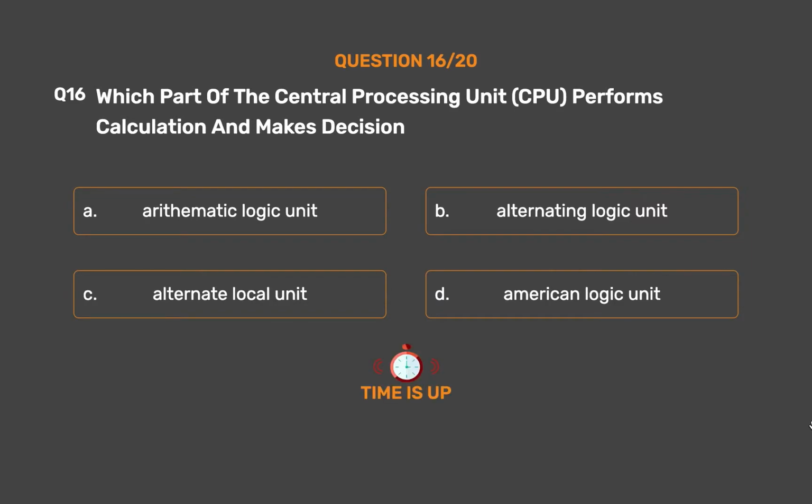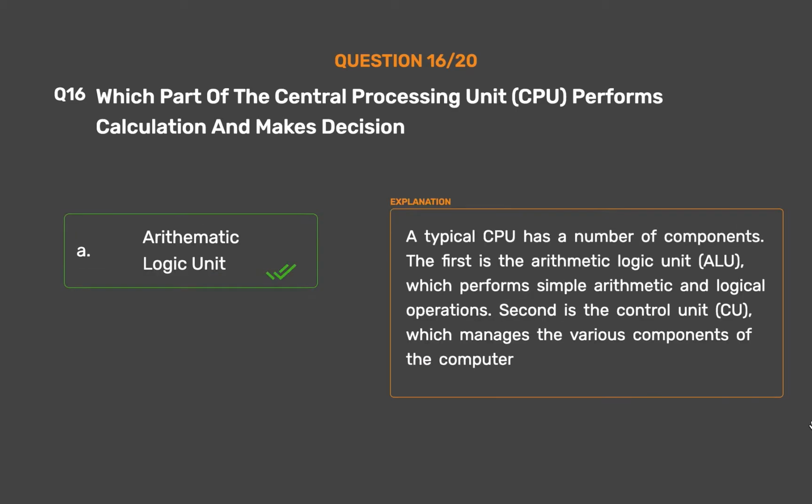The correct answer is Option A. Arithmetic Logic Unit. A typical CPU has a number of components. The first is the Arithmetic Logic Unit, ALU, which performs simple arithmetic and logical operations. Second is the Control Unit, CU, which manages the various components of the computer.